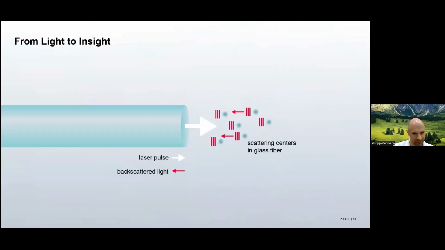If an acoustic wave is now impinging on the glass fiber and deforms the glass fiber, what is going to happen is that the scattering centers are being moved apart from each other. And this shift of the scattering centers relative to each other is what is causing the signal we are looking for. So just remember this image when we now go to the next slide and dive into phase data.